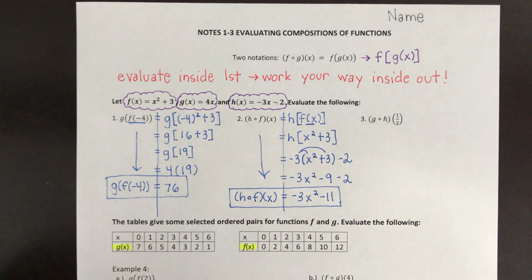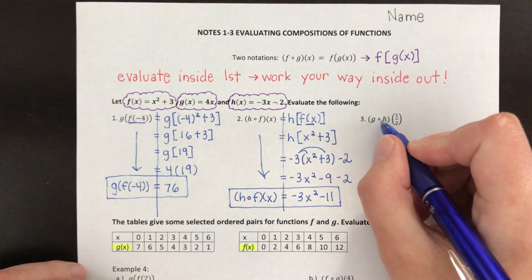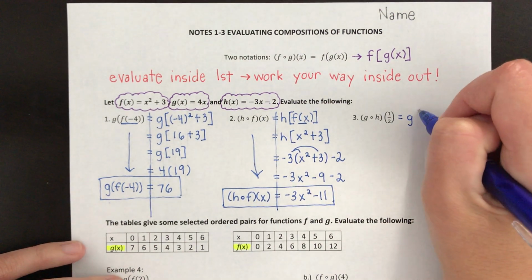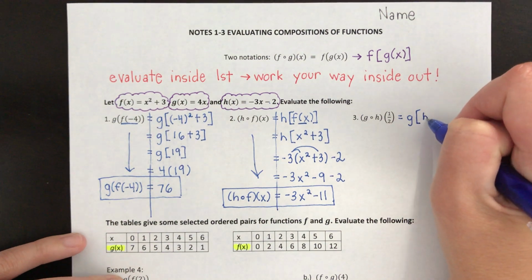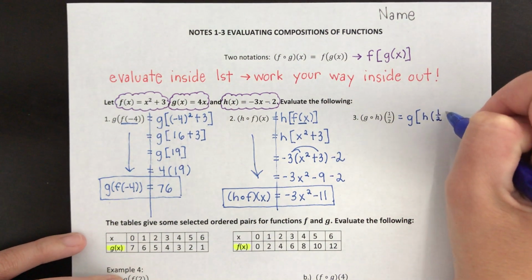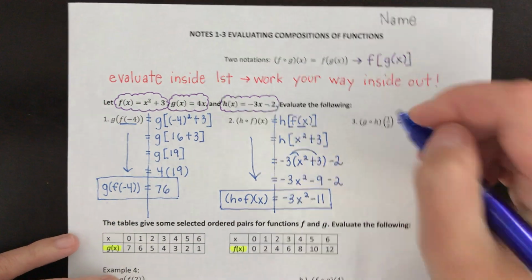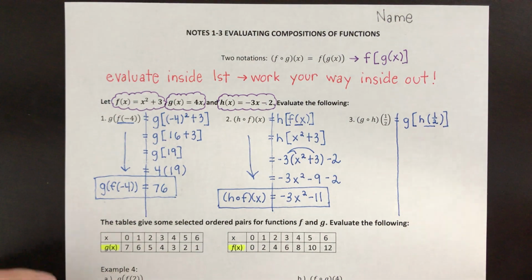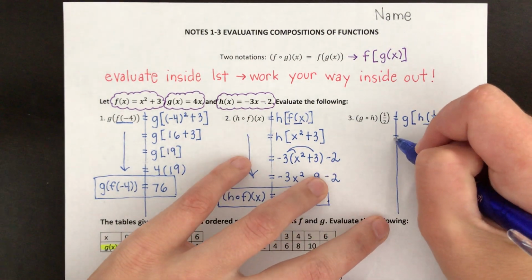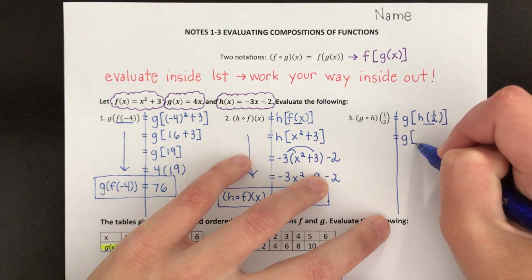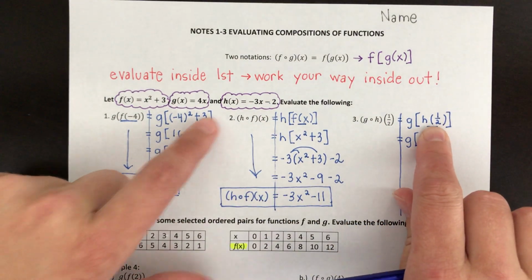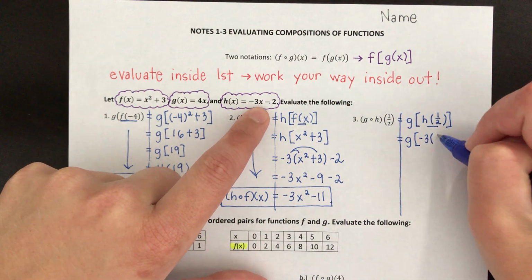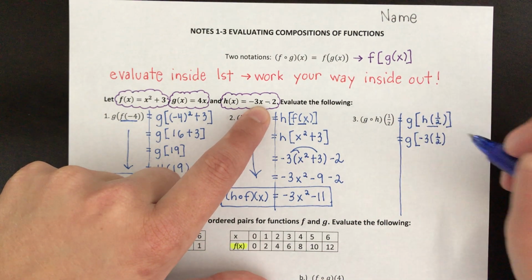Okay, so on number 3, I have g composed of h of 1/2. So again, that's g of h of 1/2. Okay, so that means the same thing as that. And remember, we start our way inside out. So we are going to find h of 1/2 first. So h is this guy, but where I see x, I'm plugging in 1/2.